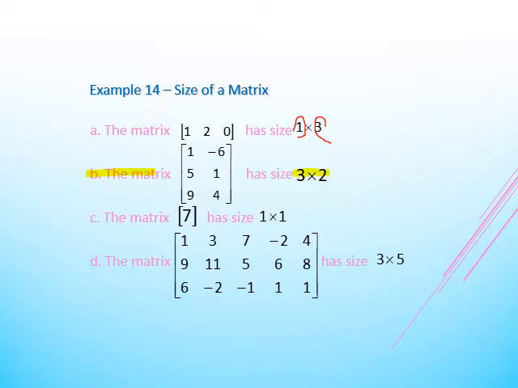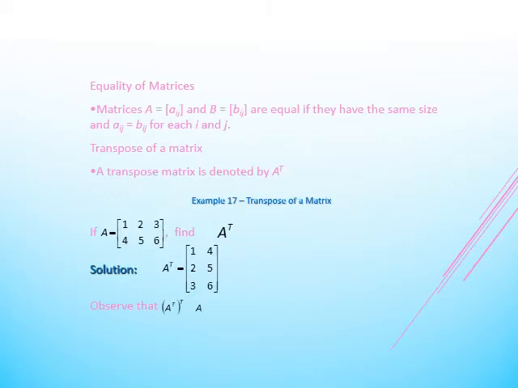Another example here is only one number. Once it's in the brackets of a matrix, we consider it a matrix. So the size of this matrix is 1 by 1. For the last example, let's count: 1, 2, 3 means 3 rows, and 1, 2, 3, 4, 5 means 5 columns. So the size of the matrix is 3 by 5. Now we are qualified enough to know the size of each matrix.